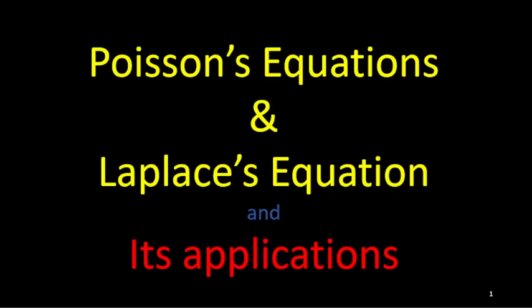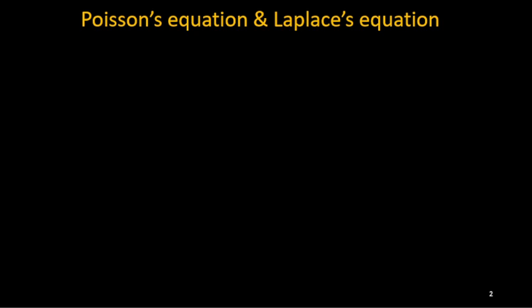In this video, we will discuss Poisson's equation, Laplace equation and its applications. Poisson's equation and Laplace equation are related to the electrostatic field. Here we can have electric field E, and we can relate it with potential V, and that relation is E equals minus gradient of V, where this is the gradient notation and this V is a scalar field x, y, z.